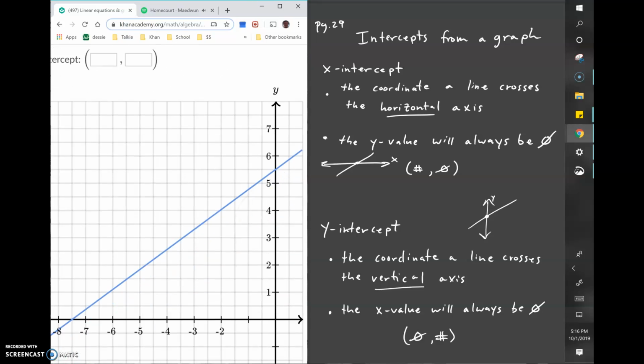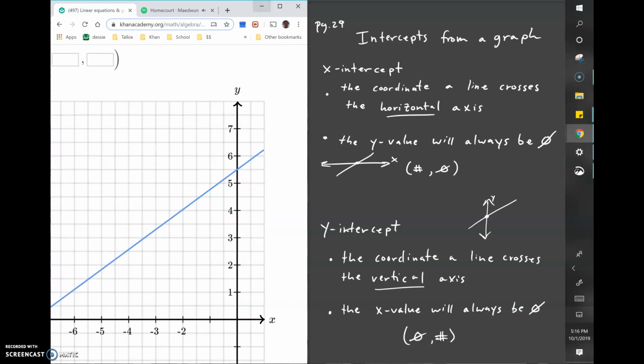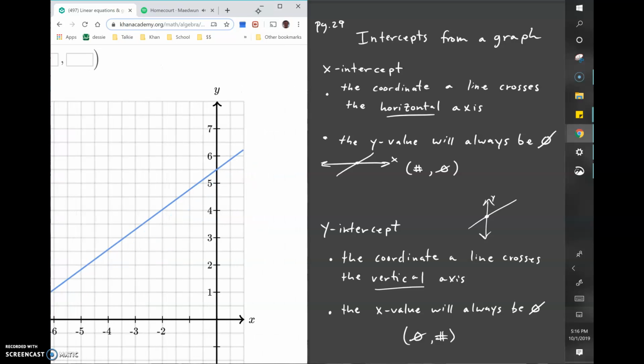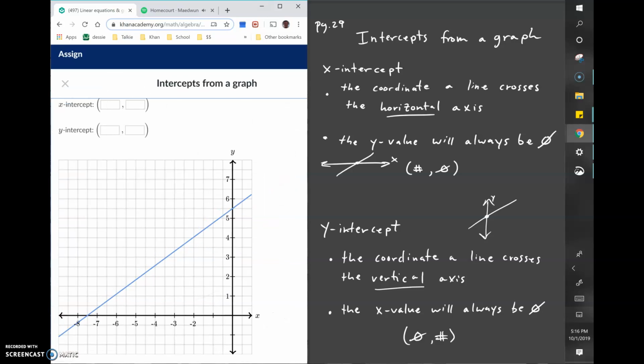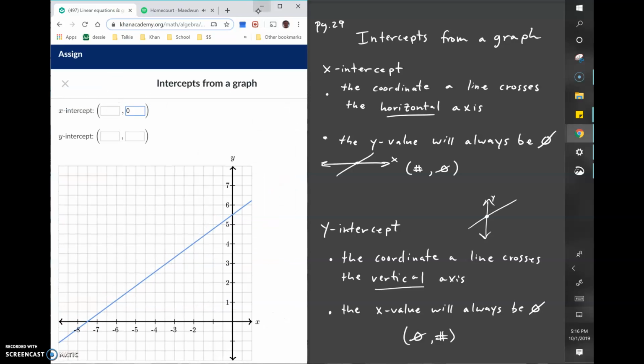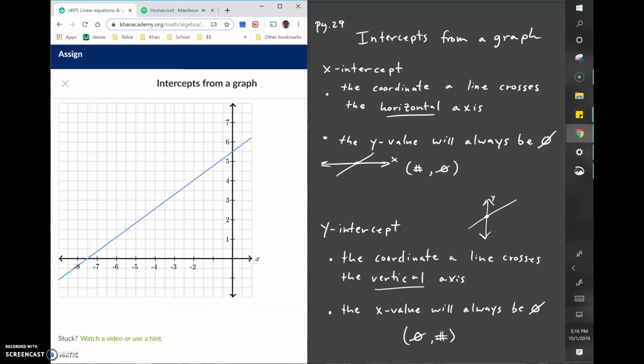Now, some of these questions you're going to have to pay attention to how much each box is going up by. So you can see every 2 boxes is going up by 1. So that means every box here is going up by 0.5. So the x-intercept has a y value of 0. The y-intercept has an x value of 0. And now we're just going to focus in on where the line is crossing.